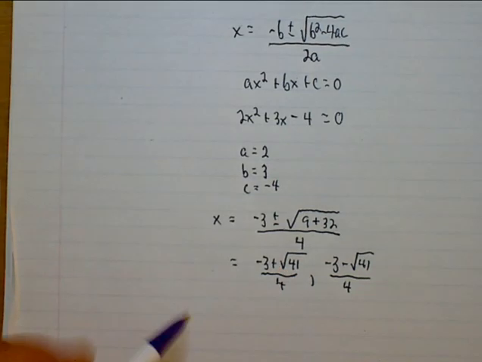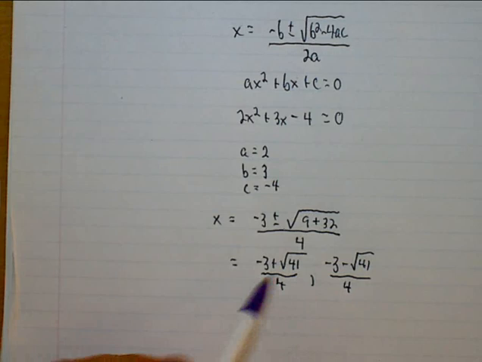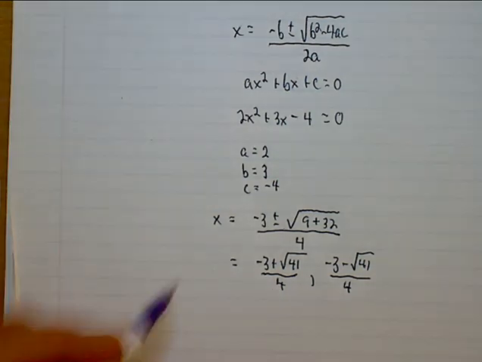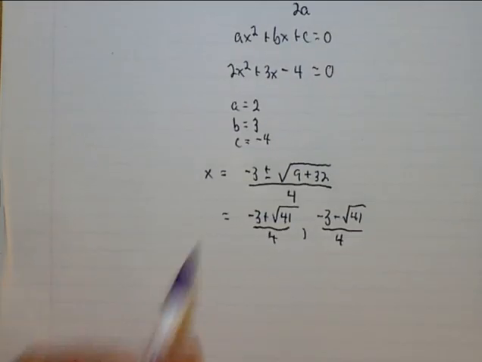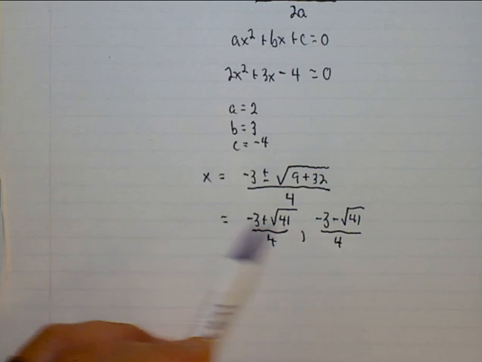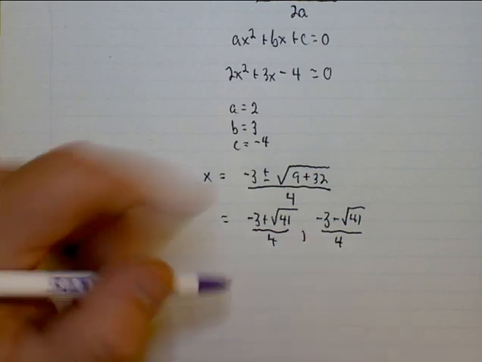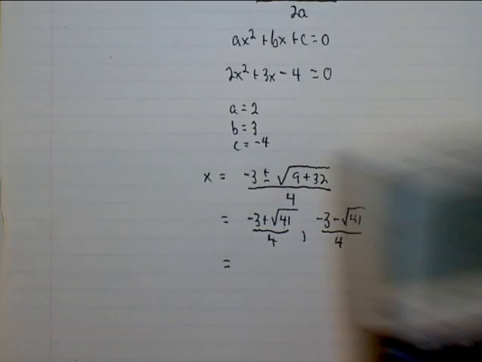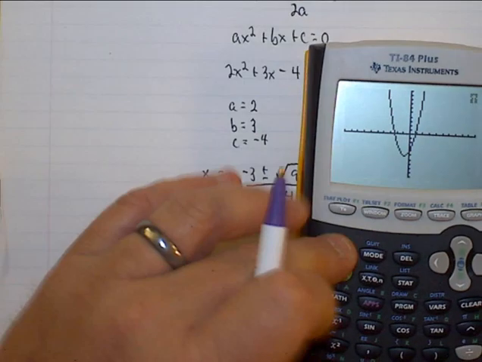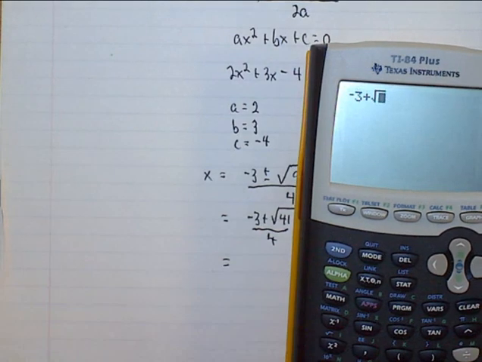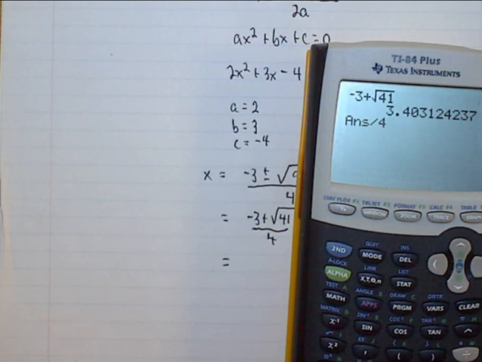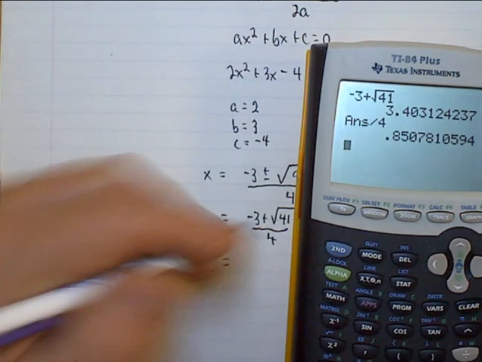No. So the last thing that we'll do here, and they may ask for you to round your answers to the nearest thousandth, is use a calculator to approximate these. So if they ask for an exact answer, this is it. If they want an approximation, then you're just going to plug these into the calculator. So I'll do negative 3 plus the square root of 41 divided by 4. I get 0.851.